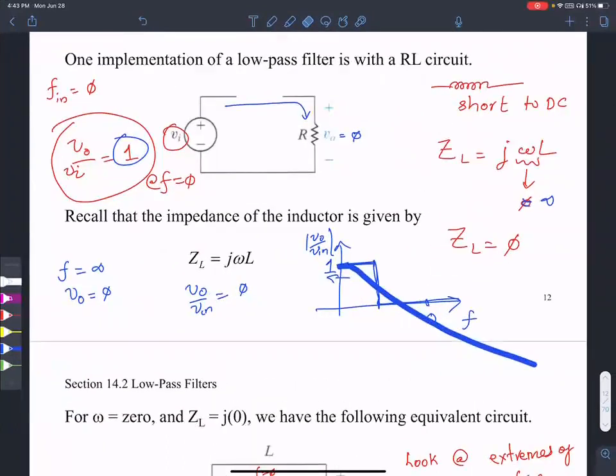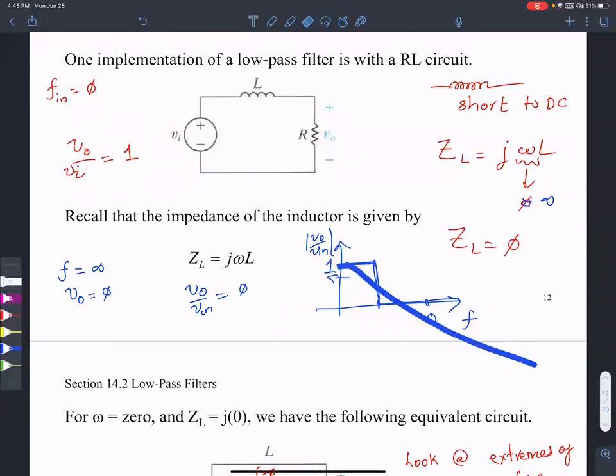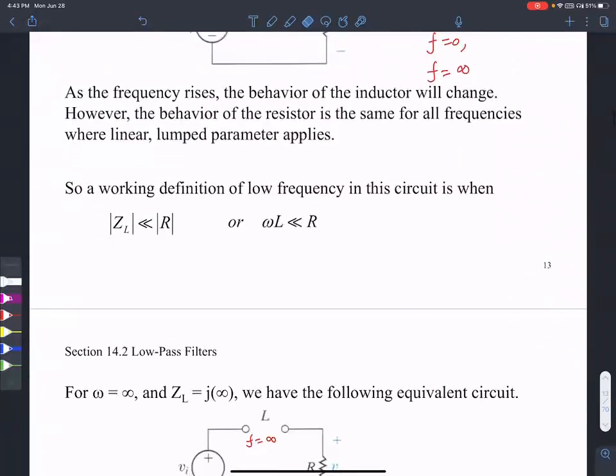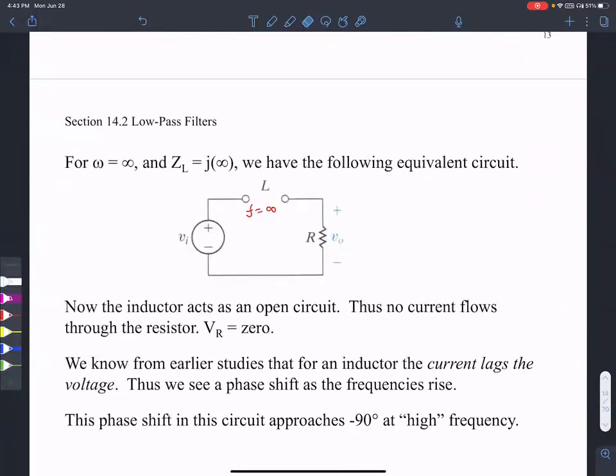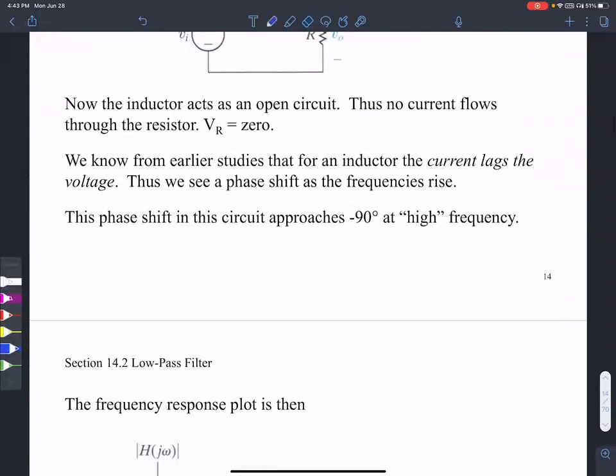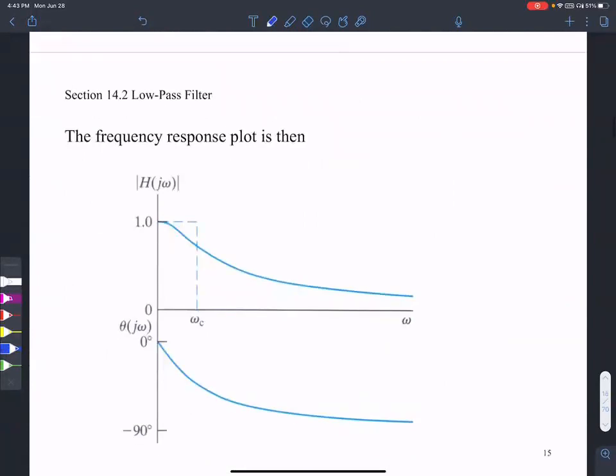Okay, so this is qualitative analysis of an RL circuit. The same thing is shown here. When the frequency is infinity, it acts as an open circuit, so the output voltage is 0. As a result, you see that the gain is 0 as well. That's exactly what we discussed.